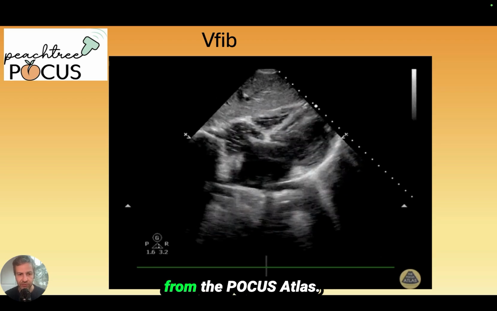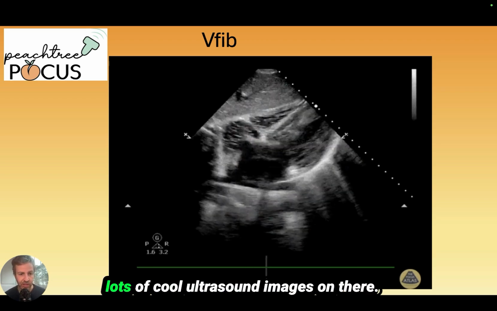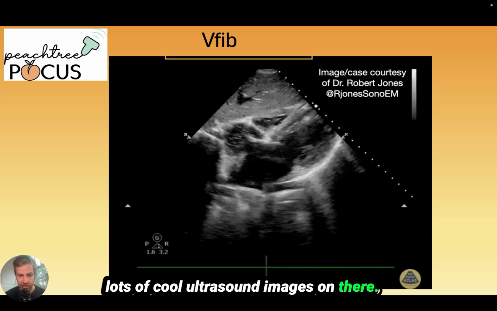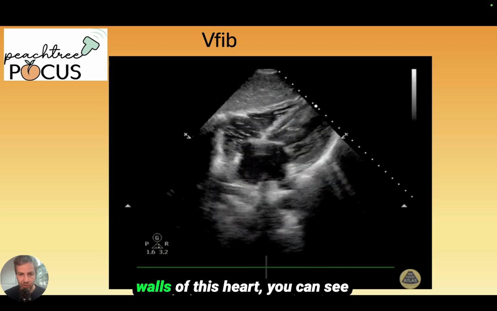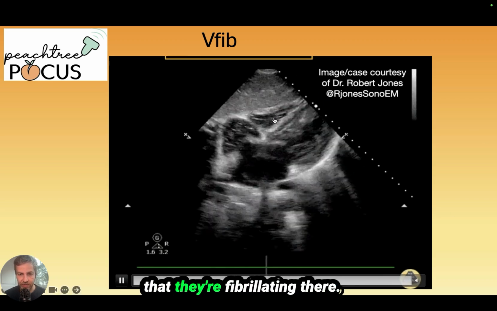Next, this is an image from the POCUS Atlas. If you haven't checked it out, there's lots of cool ultrasound images on there. And what this is showing is VFib. So if you look carefully at the walls of this heart, you can see that they're fibrillating there.